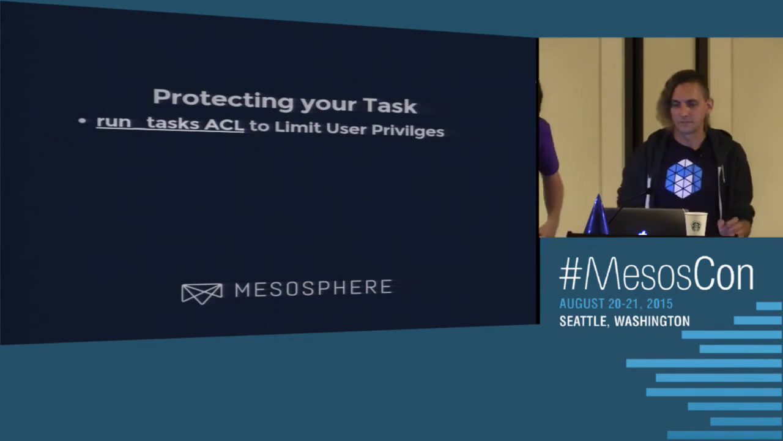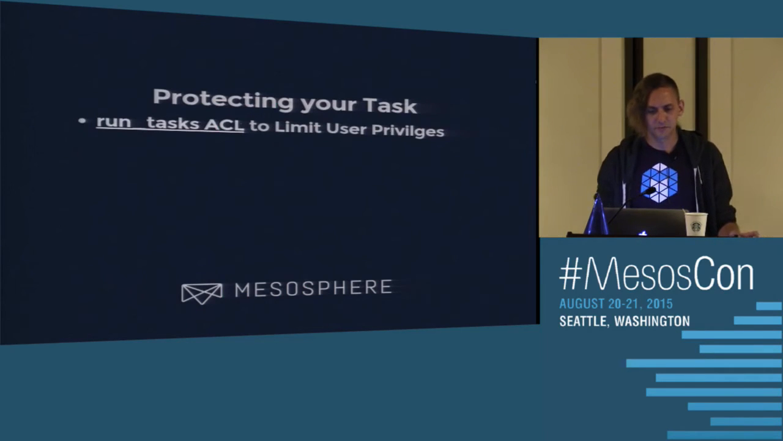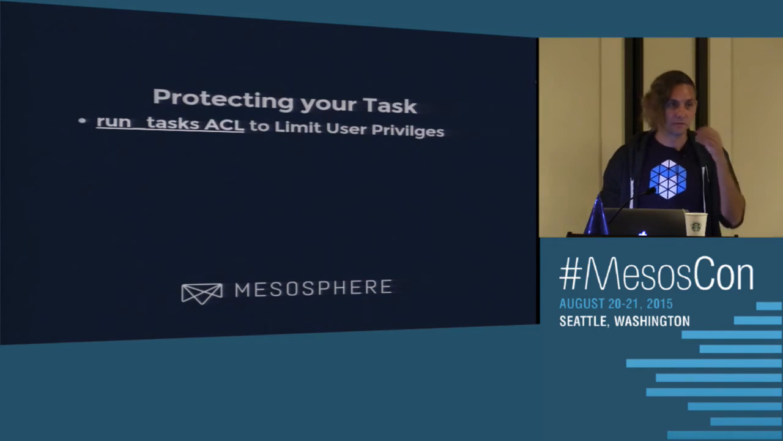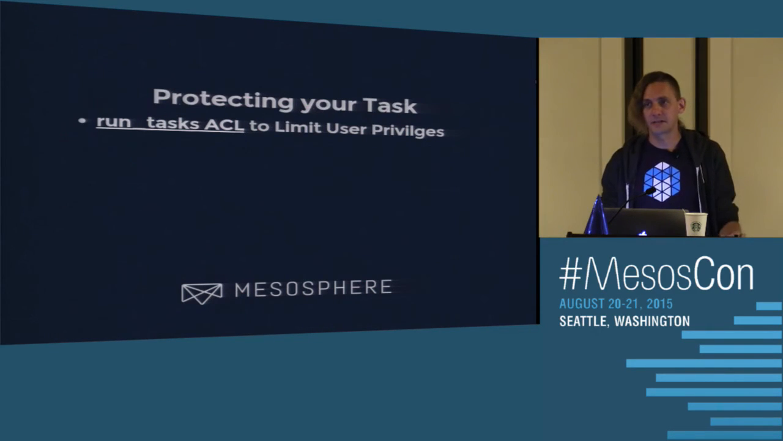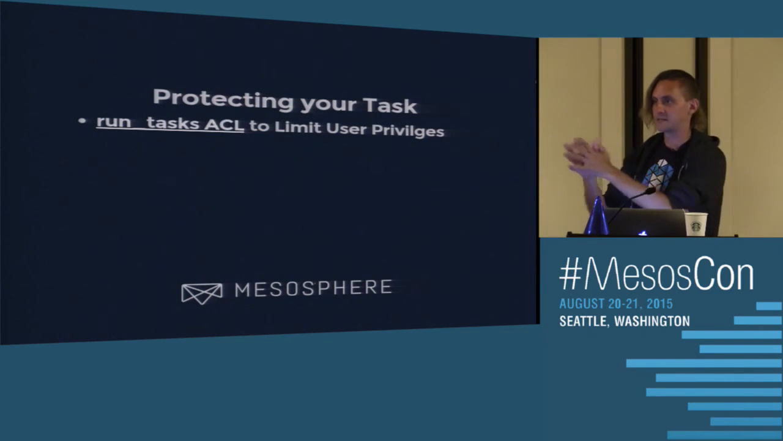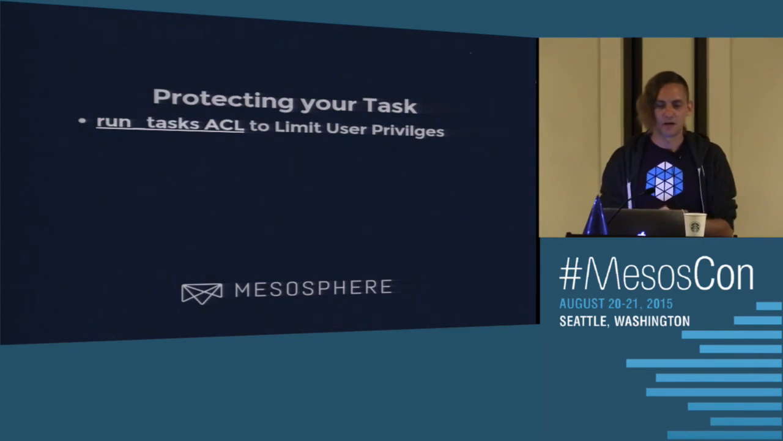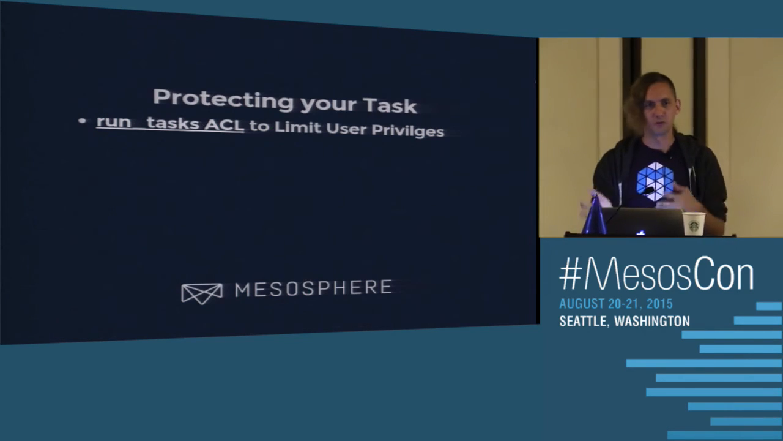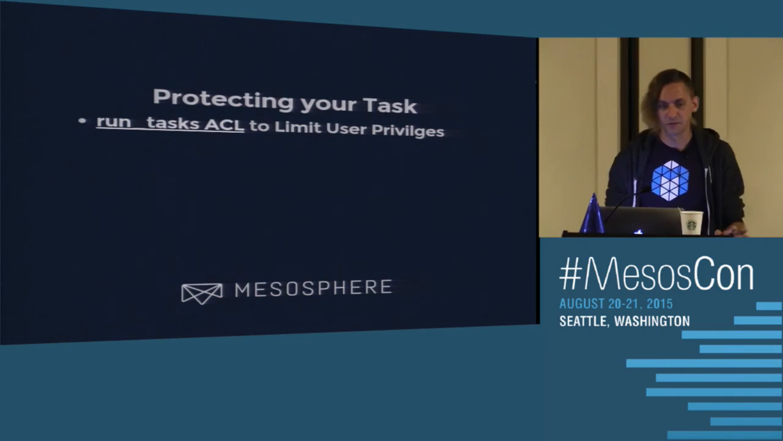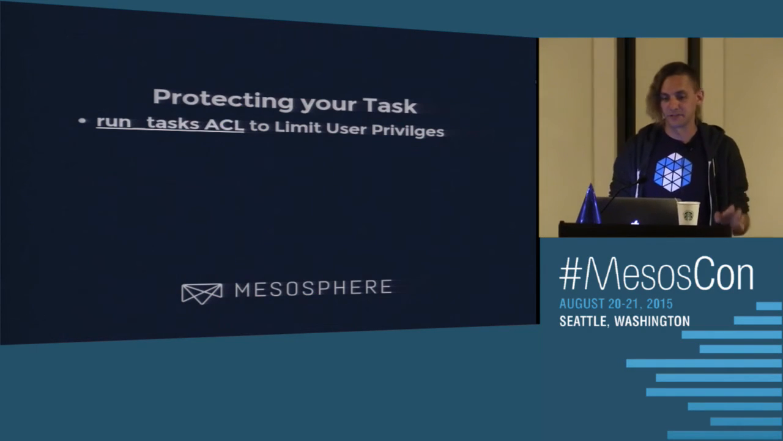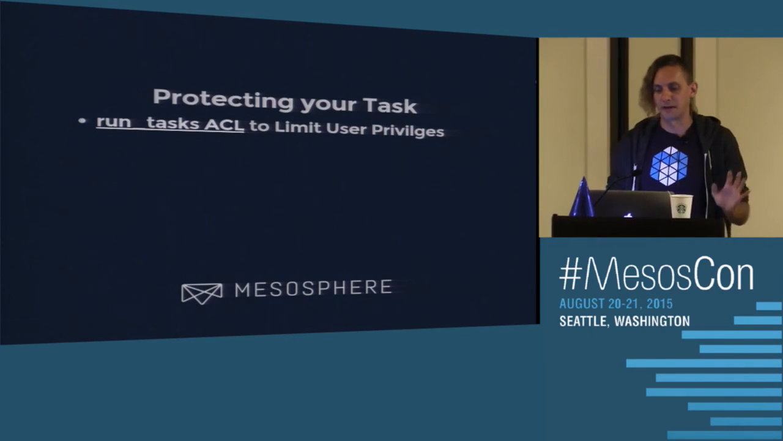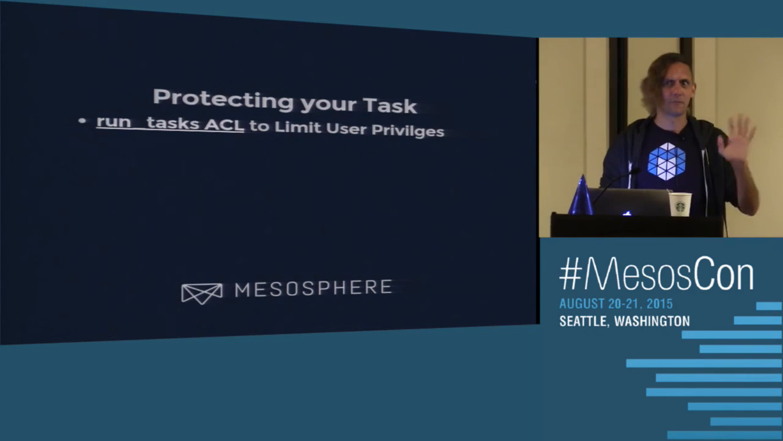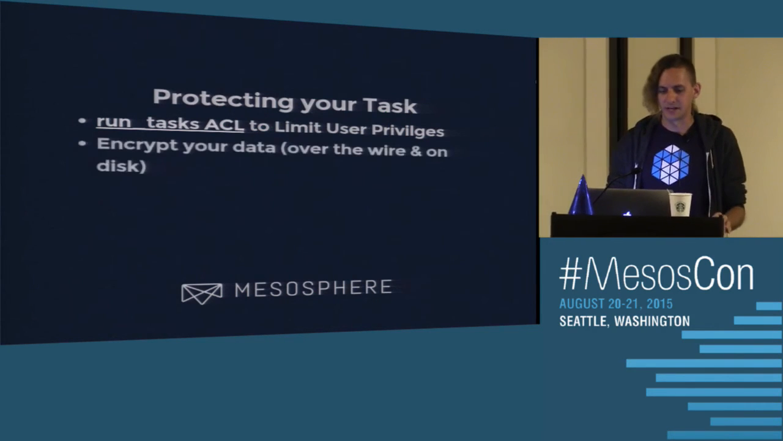Yeah. So the last section is protecting your task. There's the run tasks ACL to specify what user you can run your task as. You need to also set up the on-node permissions to say only these users can access this set of the file system. Make sure the groups are set up and all that works however you want your permissions to work. We can't know that automatically for you. Maybe in the future we can help you manage it, but that's still a ways out.